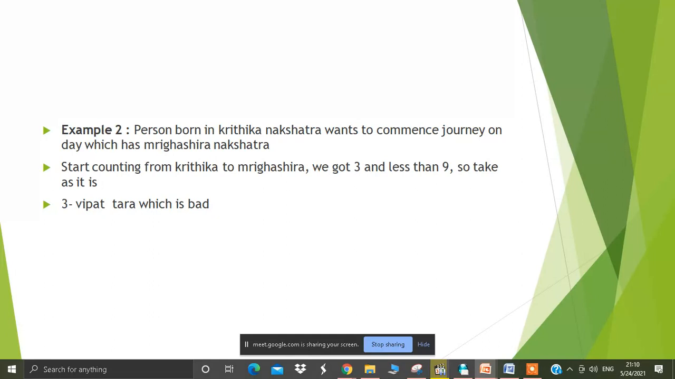Seventh is the sharing of the income or love or whatever it is. So this Mrigashira, which has Kritika as eighth, is Mitra Tara. Mitra also means friend, love. It will get that from Kritika. But for Kritika, this 3 is Vipat, meaning danger. So in return, it will not get anything from Mrigashira.